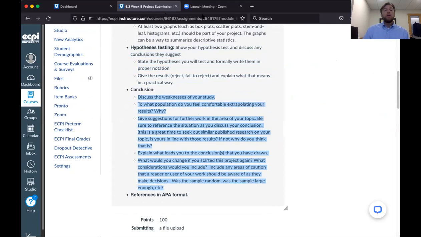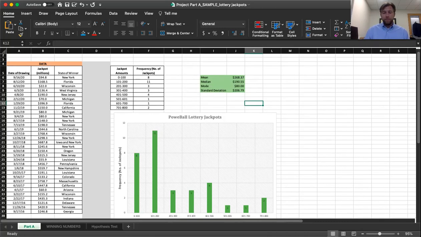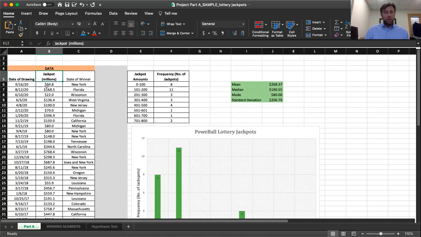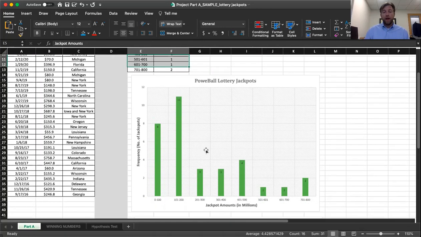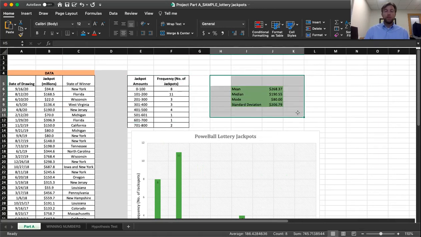So let me go to my Excel spreadsheet. Hold on just a second. Okay, so you may remember from my other video that this is the part A to my spreadsheet. This is where I had my data, then my data on the jackpot for the Powerball. I did my frequency distribution, and I had my graph, my stem and leaf plot, and I did my calculations for the descriptive statistics.